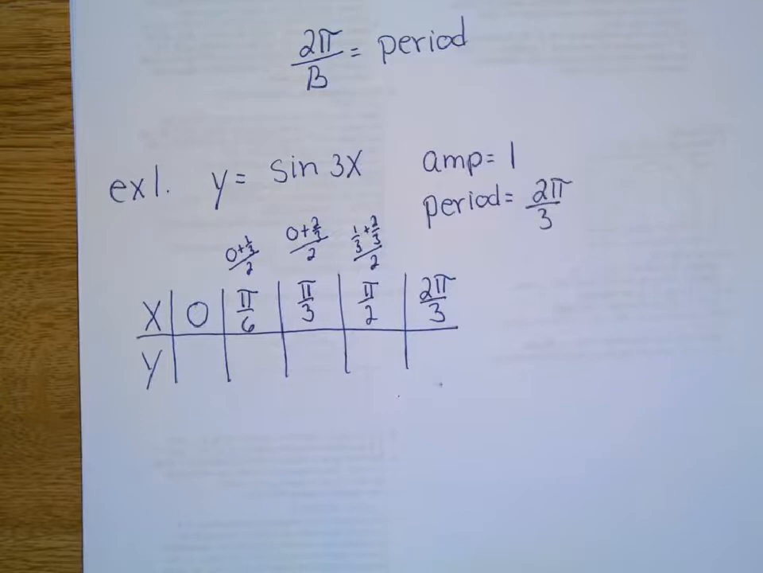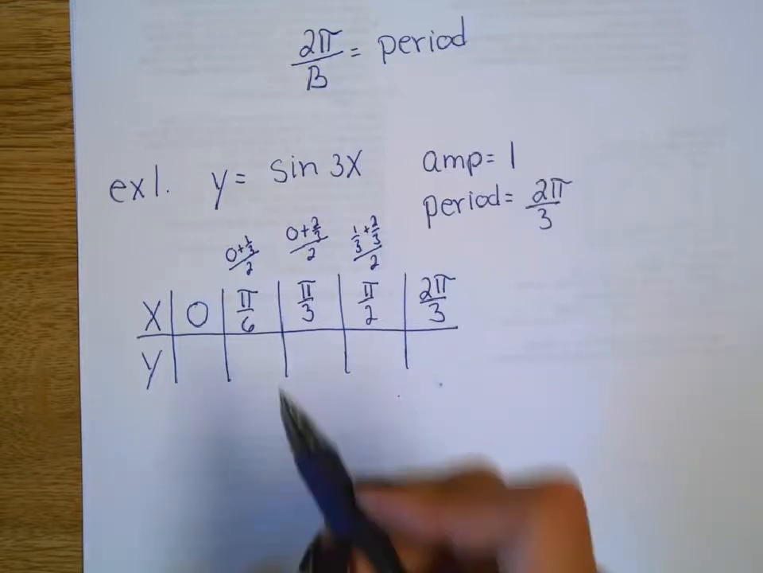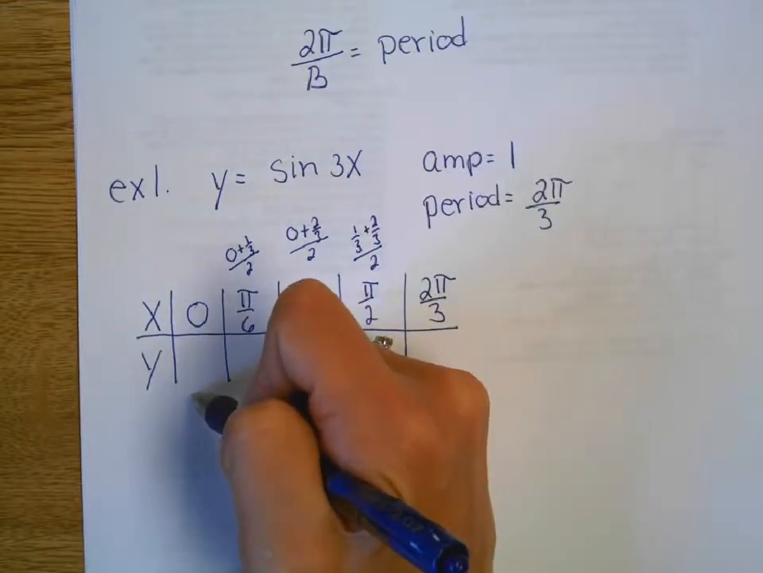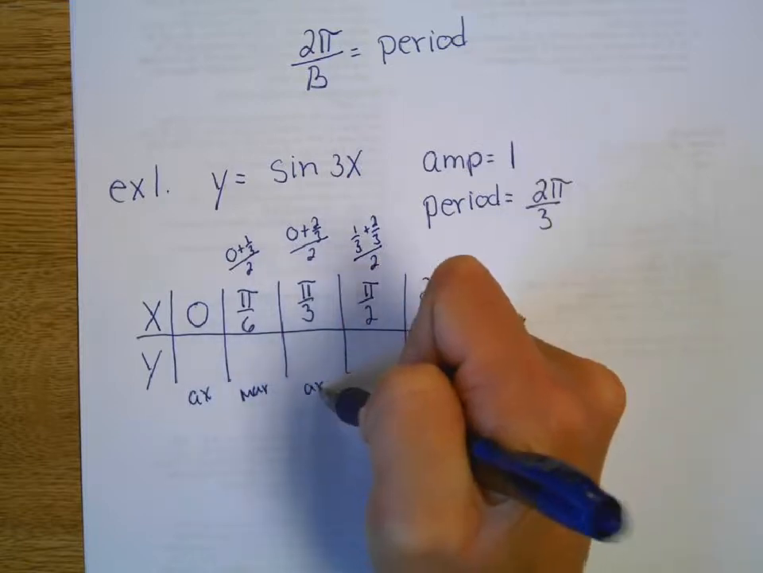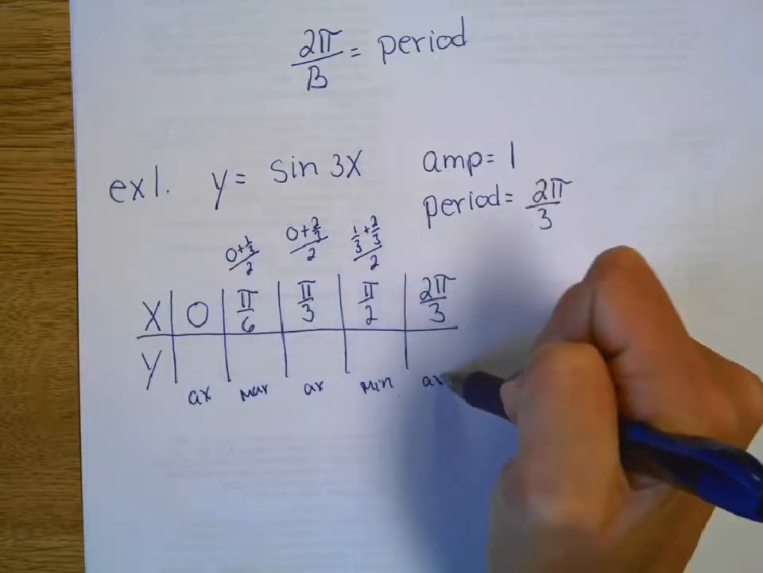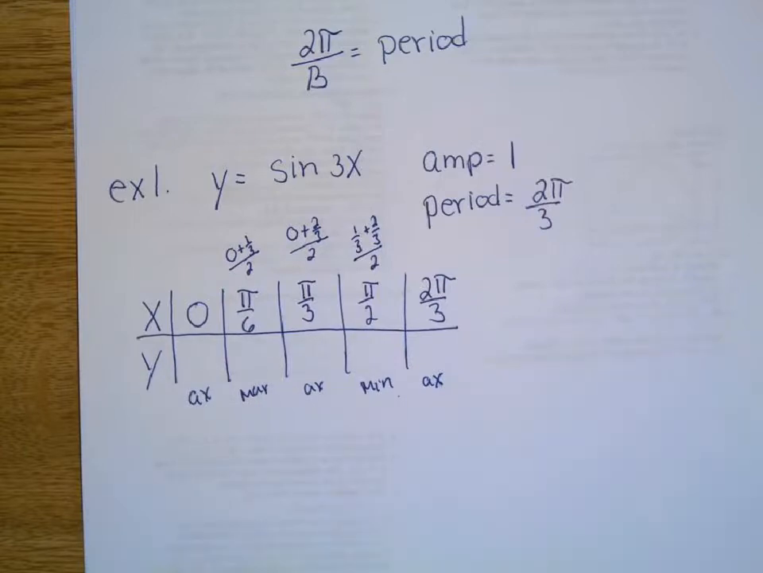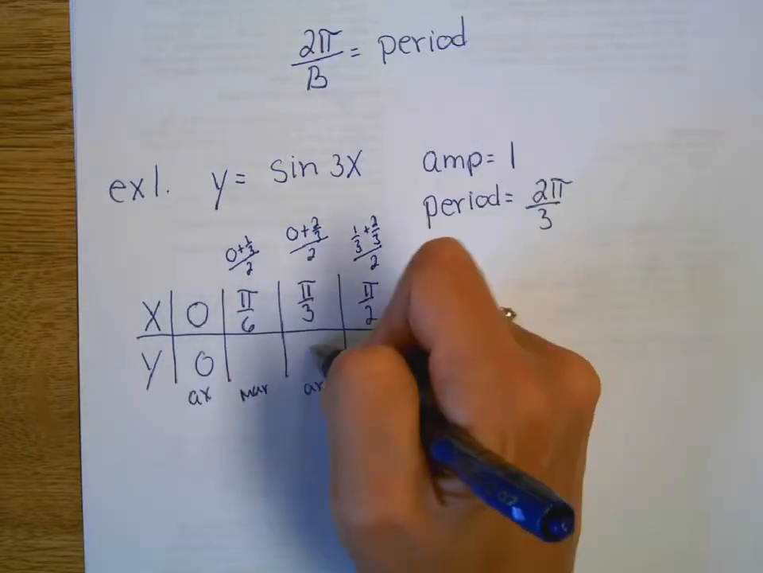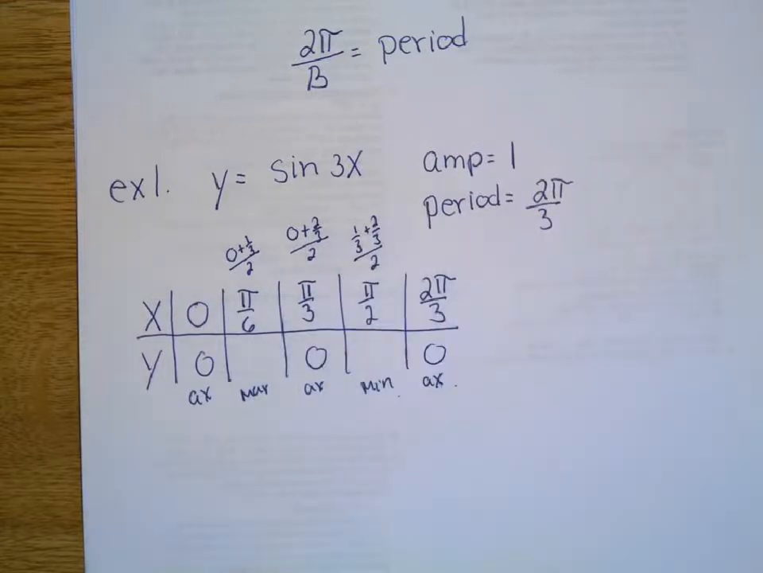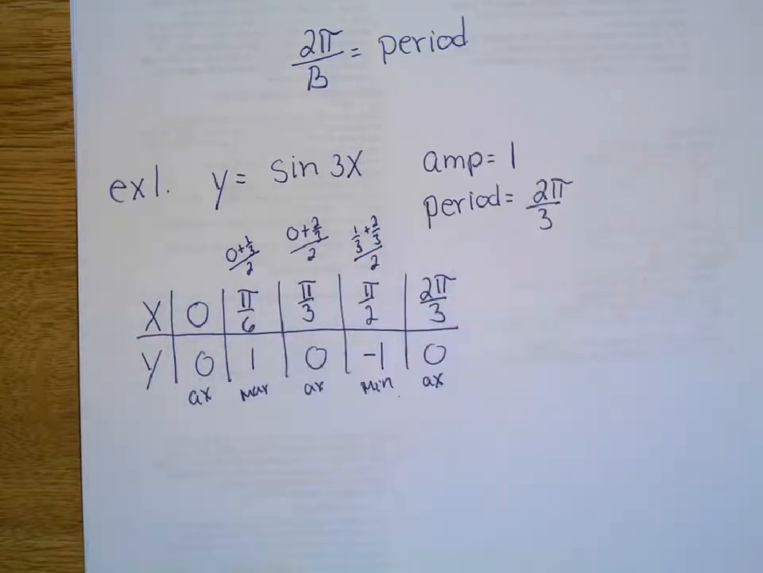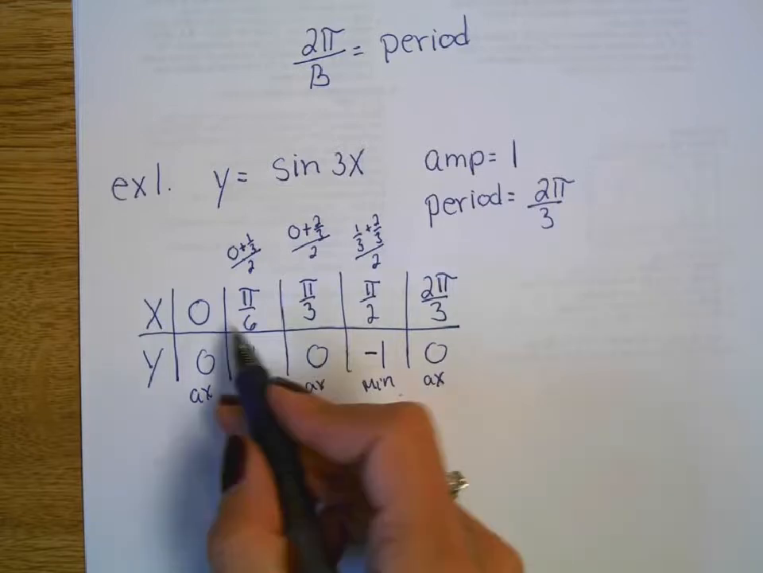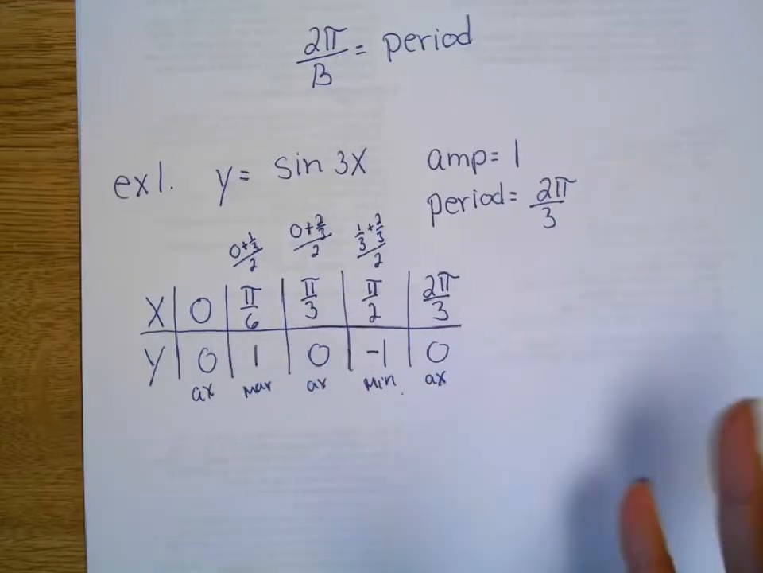Now we need our sine pattern. What's my sine pattern? Well, it's just like regular, isn't it? So we got our standard pattern: axis, max, axis, minimum, and axis. And where are all of my axis values at? 0. What do I use to figure out my max and min? The amplitude. So 1 and -1. Not so bad. That's just averaging fractions, and the calculator will do all that for you.